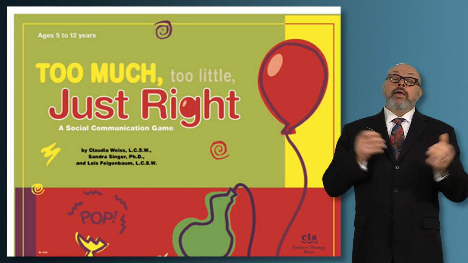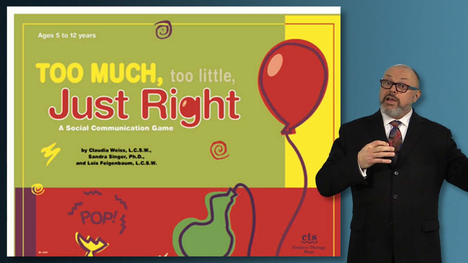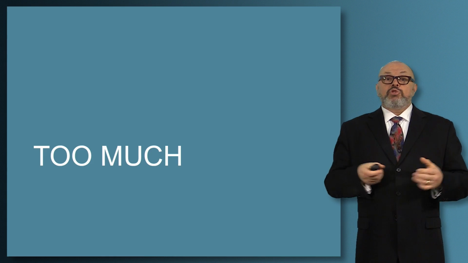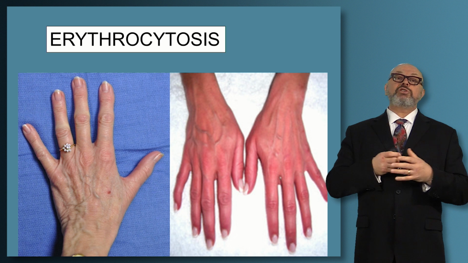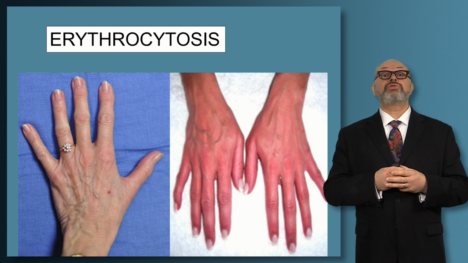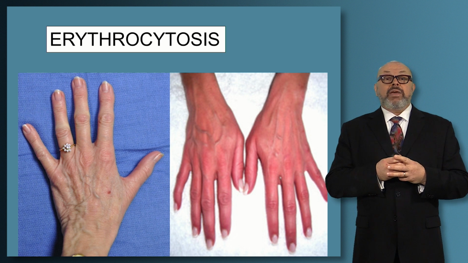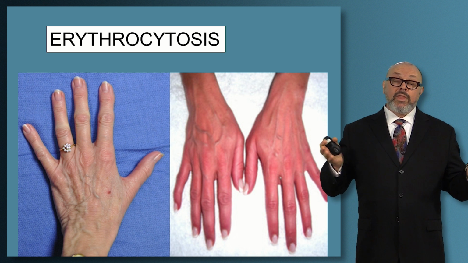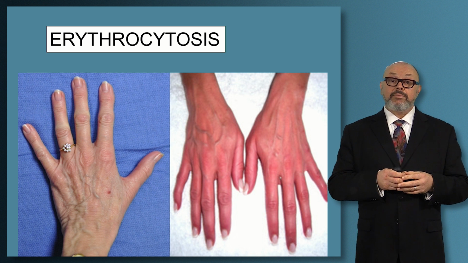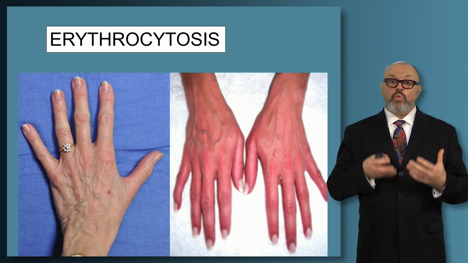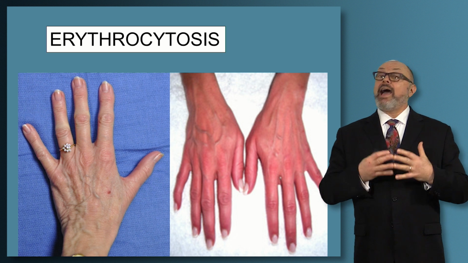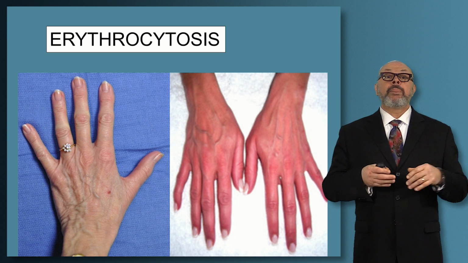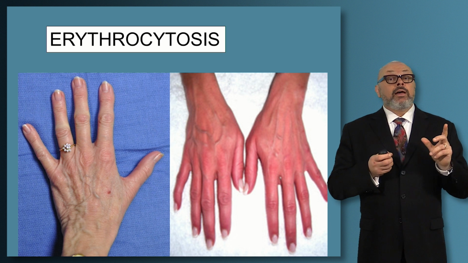So, in general, these cells can be present too much, too little, or just right. Let's go through. Too much blood. Too much red blood cells is erythrocytosis. Patients with erythrocytosis are red. As you can see on the right-hand panel, these are the hands of a woman with erythrocytosis. See how red they are compared to the hand of a woman without erythrocytosis on the left-hand side.